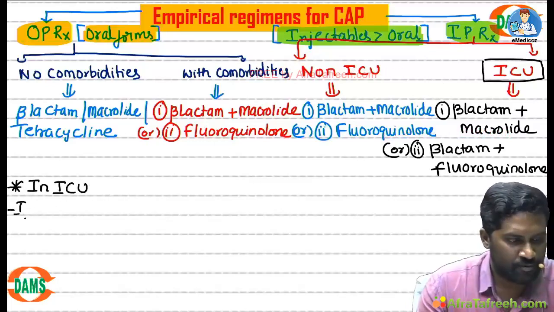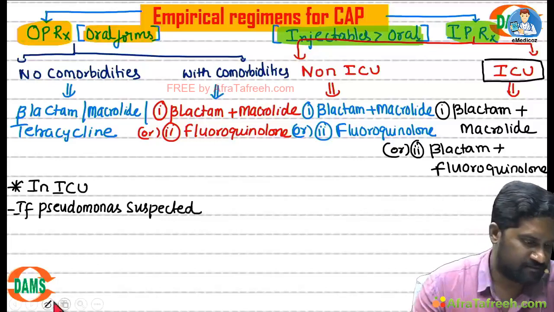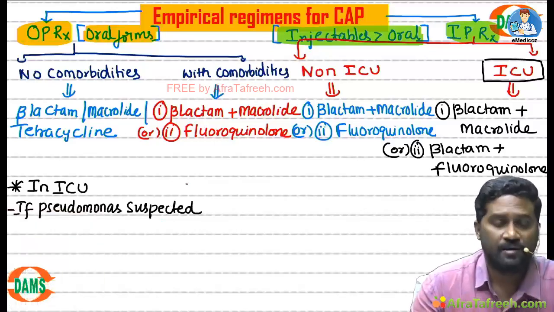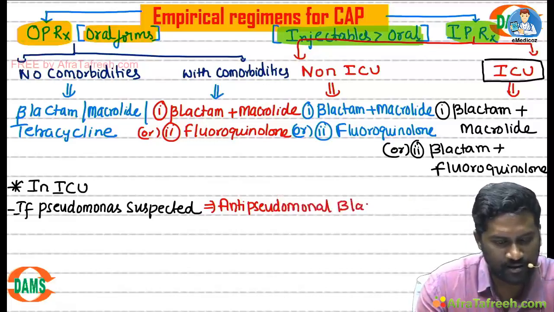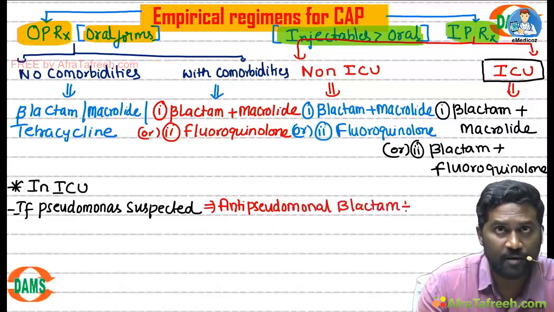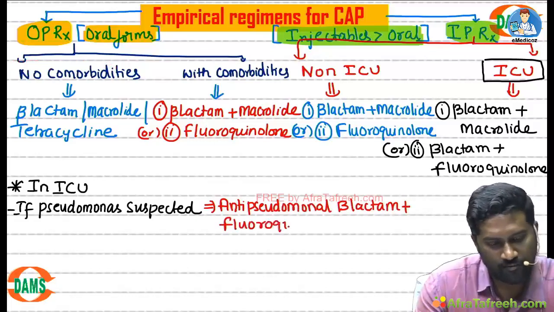If Pseudomonas is suspected, what will be your regimen? Now, this patient should be started on the regimen against Pseudomonas: anti-pseudomonal beta-lactam, along with that a fluoroquinolone.